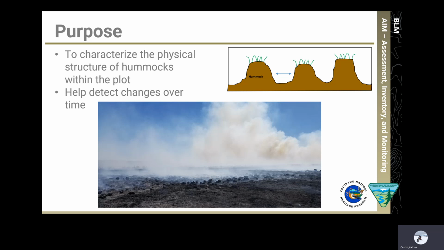In addition to condition, hummock data can help monitor trends in relation to management practices. Sites with higher counts of hummocks and hummocks with more extreme physical structures can help indicate a higher level of wetland degradation.